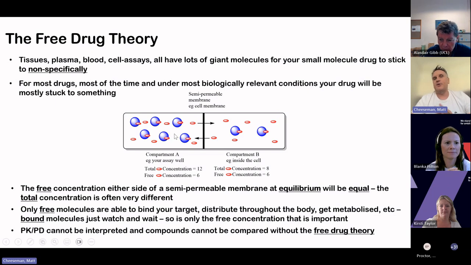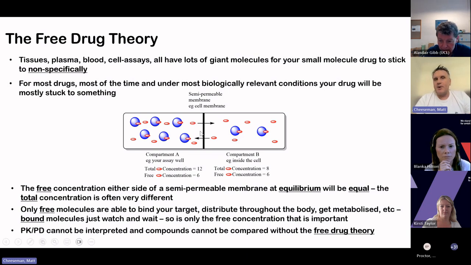Now, the simplest model we could have of this is two compartments, compartment A and compartment B, with a semi-permeable membrane down the middle. The little blue blobs here could be proteins or just anything really for your compound to stick to. When your compound is stuck to those blue blobs, it's out of the game. It doesn't drive pharmacology. It can't be cleared from the body. It just acts like a reservoir floating around inside the animal and eventually inside the human patient.